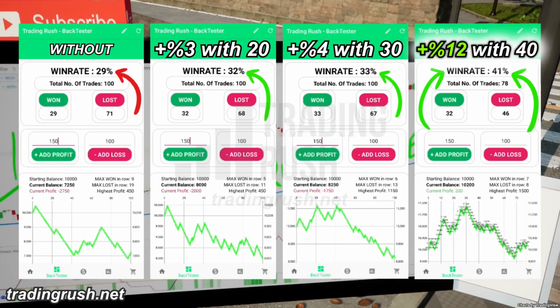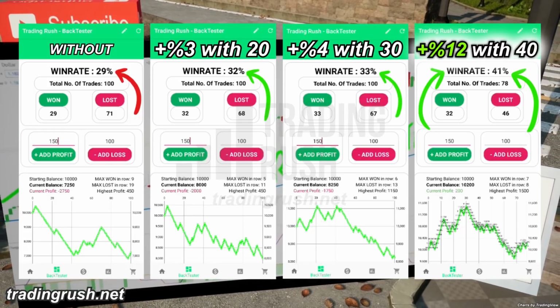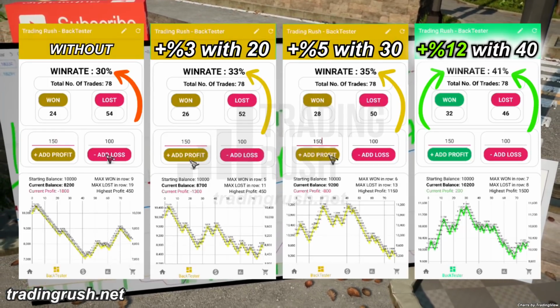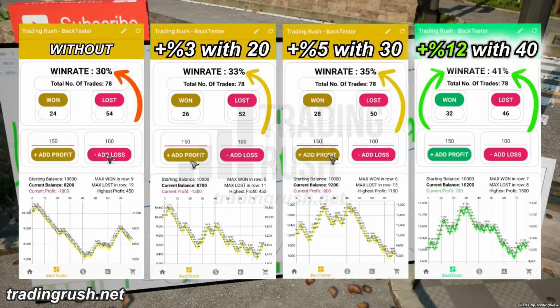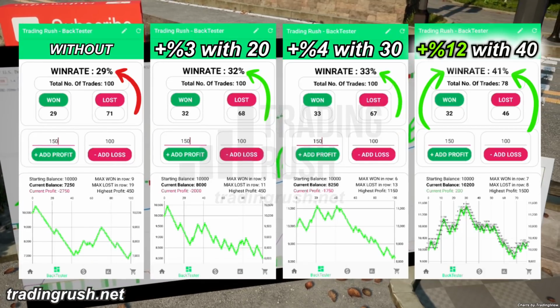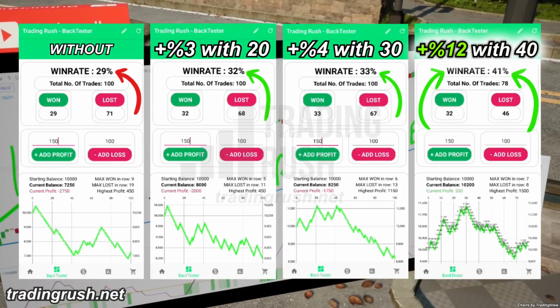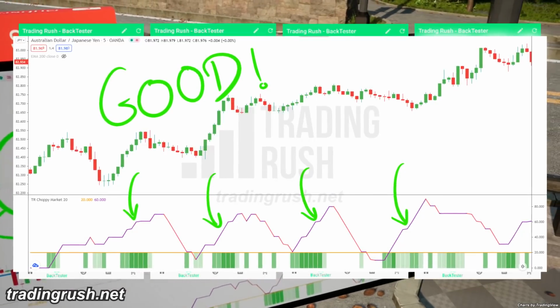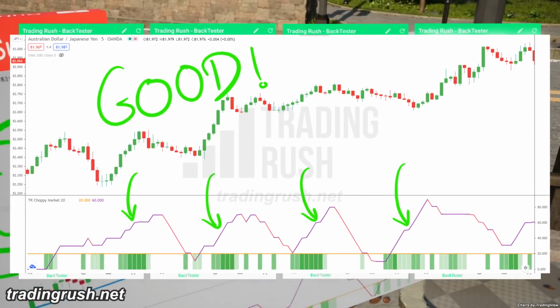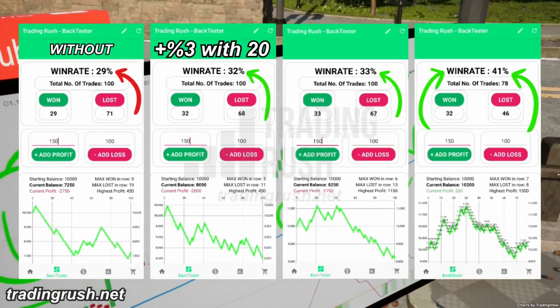Adding around 20 more trades shouldn't make a big difference to the win rate, because others had pretty similar win rates at the 78th mark as they did at 100. In other words, the win rate significantly improved with the Trading Rush Choppy Market Indicator, and it got better with higher filtering levels.